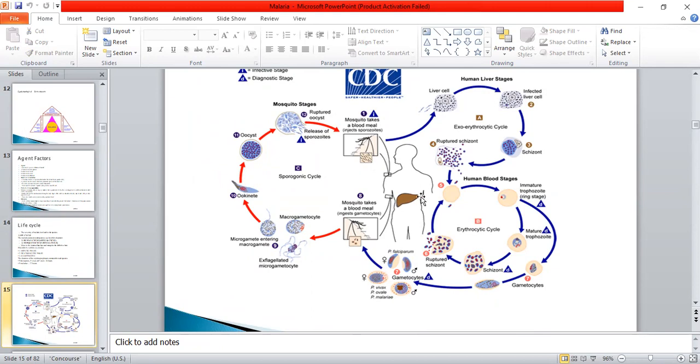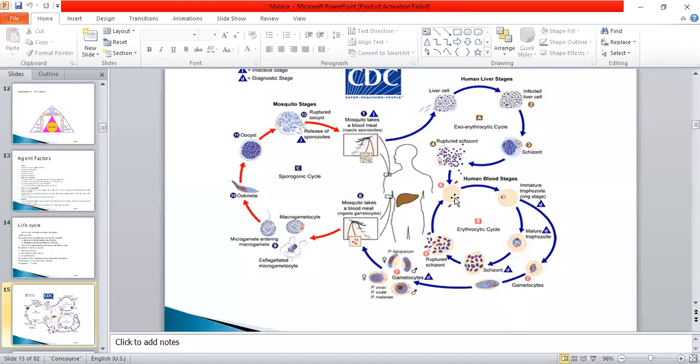In the liver, they infect the liver cells and pass through the exoerythrocytic phase, and undergo a developmental stage known as the schizont stage. After 2 weeks, the schizont becomes mature and ruptures and releases the merozoites. These merozoites released from the ruptured schizont then infect the red blood cells, so the exoerythrocytic phase is over and the erythrocytic phase starts.